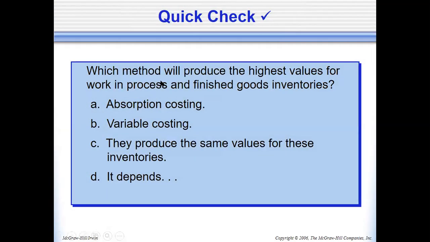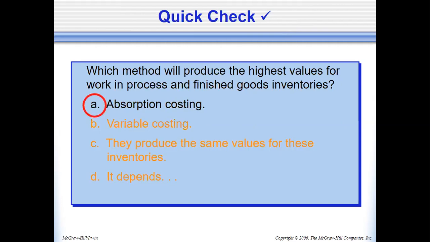Now, for a quick check. I will ask you this question, and of course the answer will be revealed later on. We'll have a pause for you to think: which method will produce the highest values for work in process and finished goods inventory? We are talking here about the total cost, in which we multiply the unit cost by the number of units produced. So do we have absorption costing, variable costing, the same for the two, or it depends? Now is the time that you're going to answer. Make your answer. 3, 2, 1.